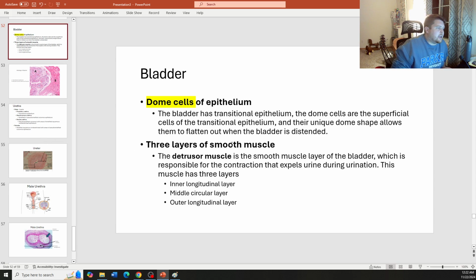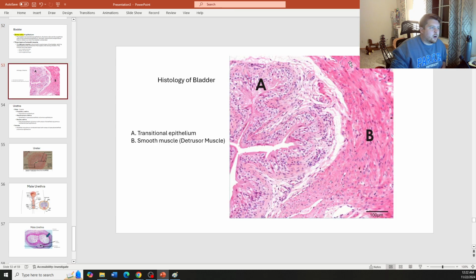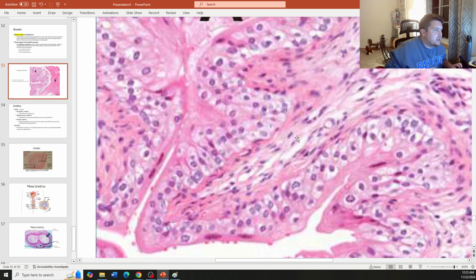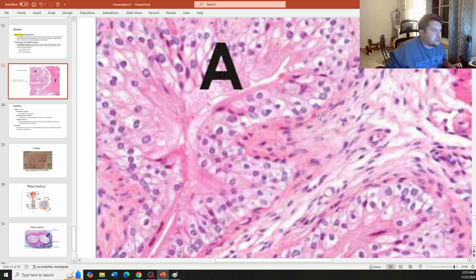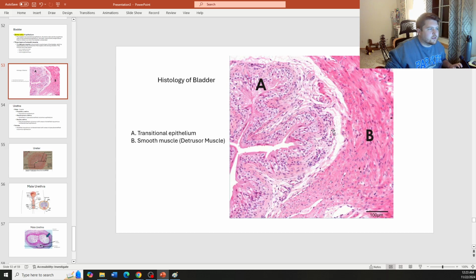There are also 3 layers of smooth muscle in the bladder. We call it the detrusor muscle overall. So if you see that word talking about muscle in the bladder, we call it the detrusor muscle, which is really 3 layers of muscle: the inner longitudinal, middle circular, and then outer longitudinal layers. So here we have our smooth muscle being the detrusor muscle, and then all of our transitional epithelium in here. If you zoom in, you can see how it's dome-shaped, and then when the bladder fills, it gets stretched out.